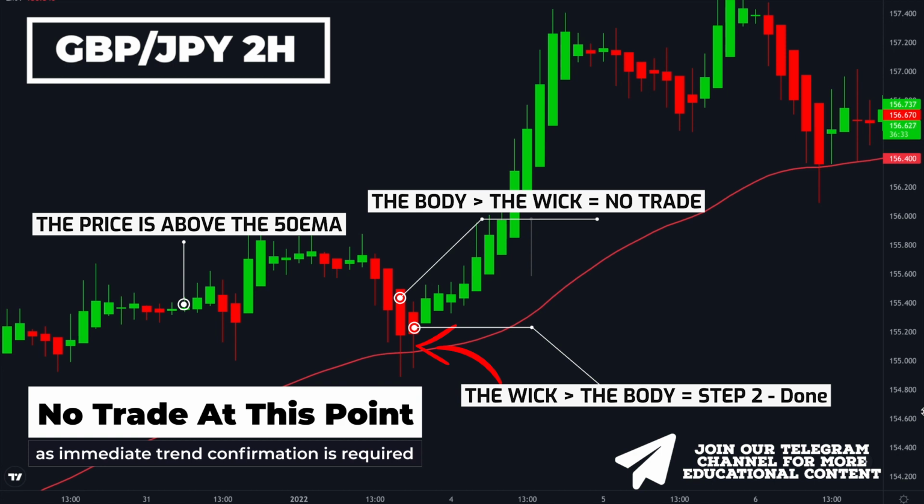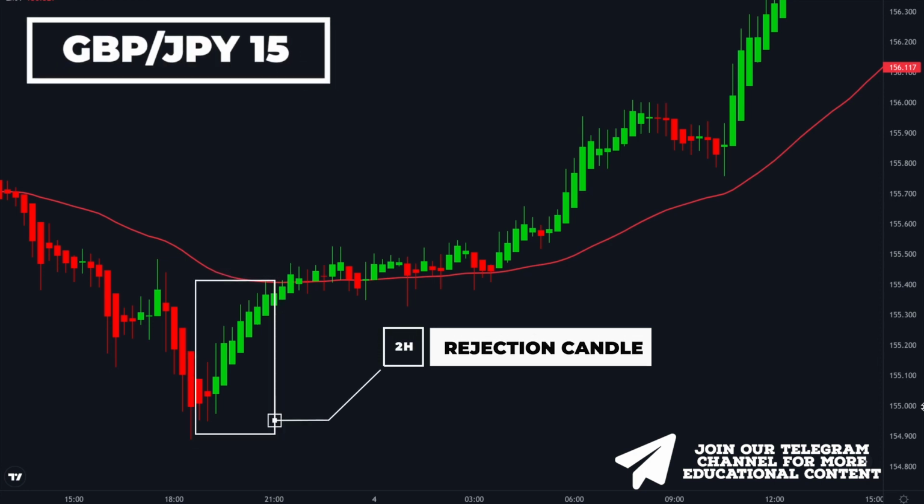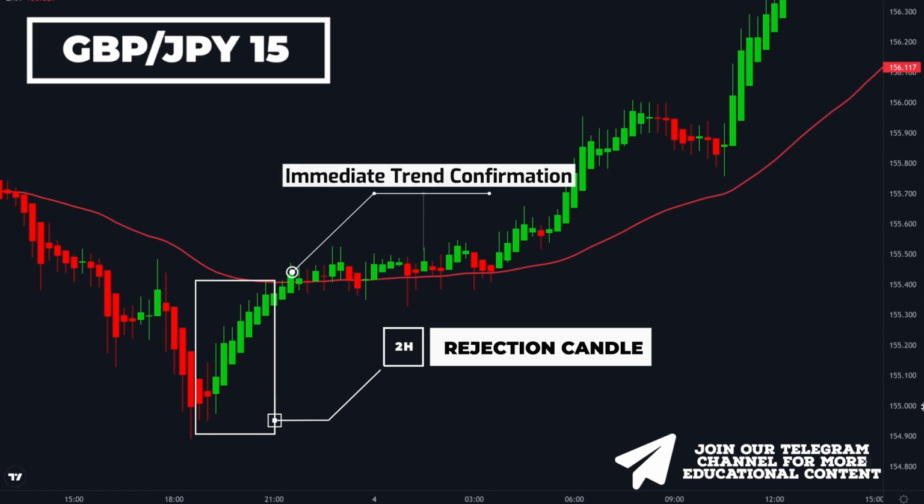At this point, let's move on to the 15-minute time frame to confirm our immediate trend. Here is the 15-minute time frame, and we can see the 50 EMA break right here. So our immediate trend is confirmed as bullish, and we can enter the trade on the next candle. We should place our stop loss below the previous swing low and target 2-for-1 risk to reward. And as you can see, our take profit was easily hit.